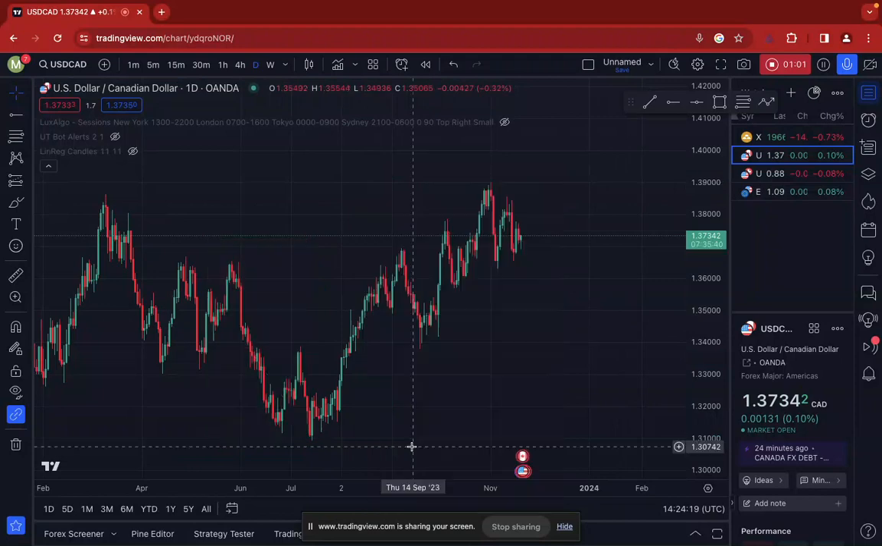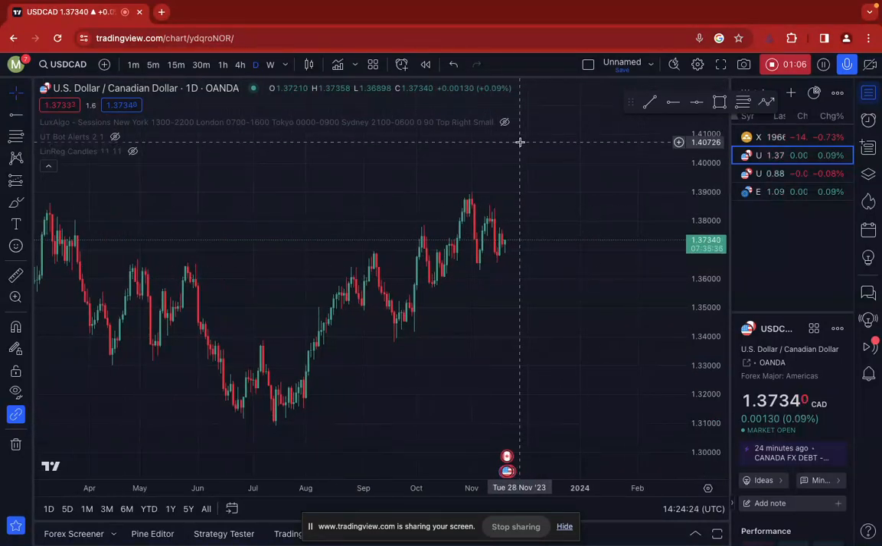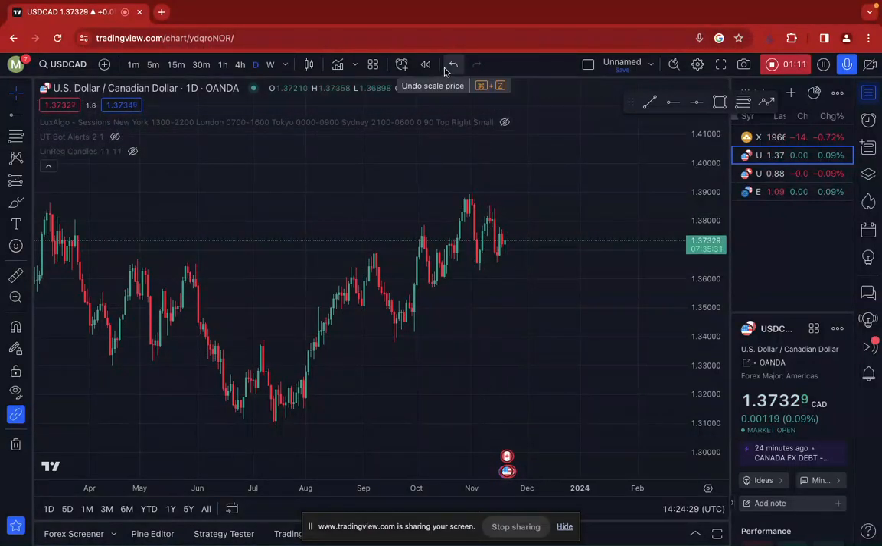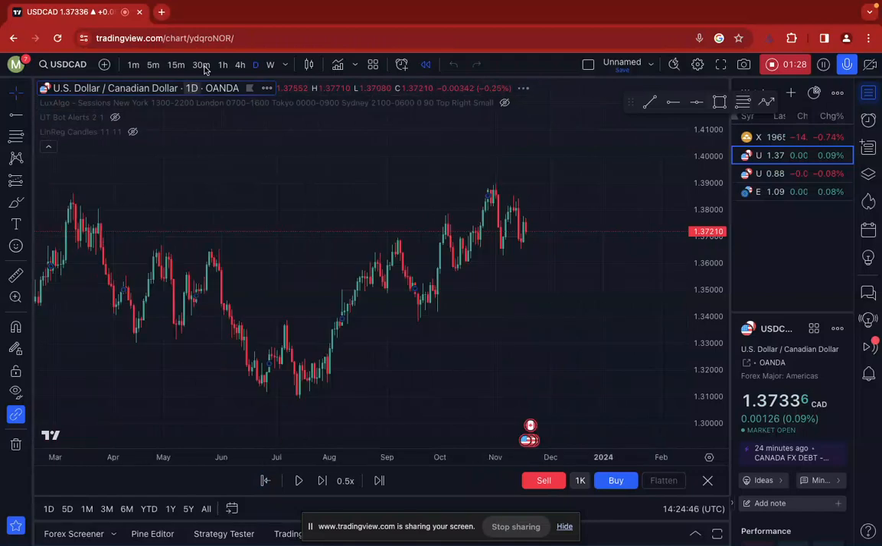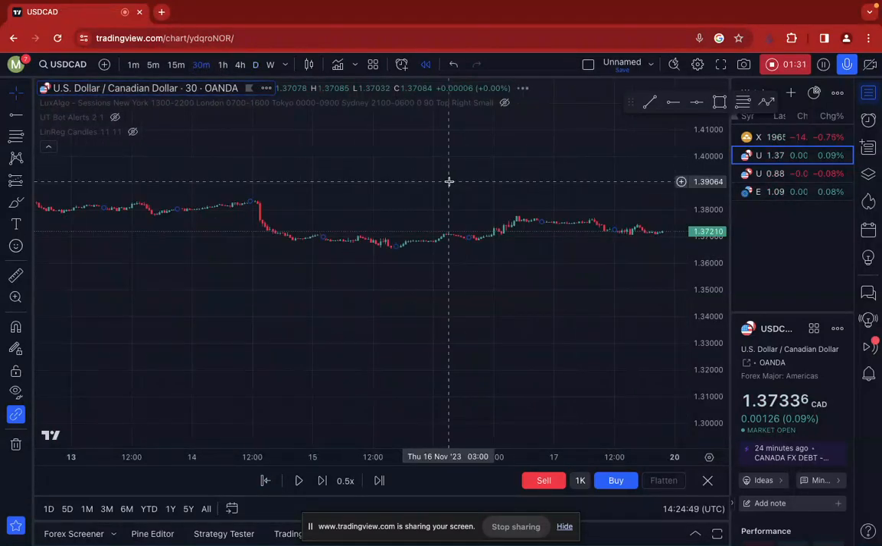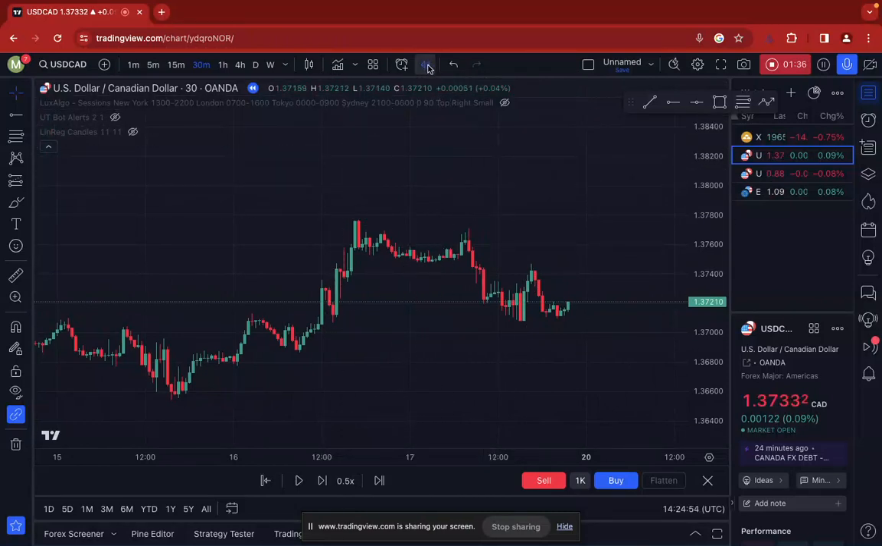So I will remove all the drawings, and this is how my chart looks. For example, let's assume that as I'm recording this video, we want to trade during London session. For me on London session, let's say today on a Monday at around 8, I'll just take it back to the lower time frames so that I can identify the exact time.